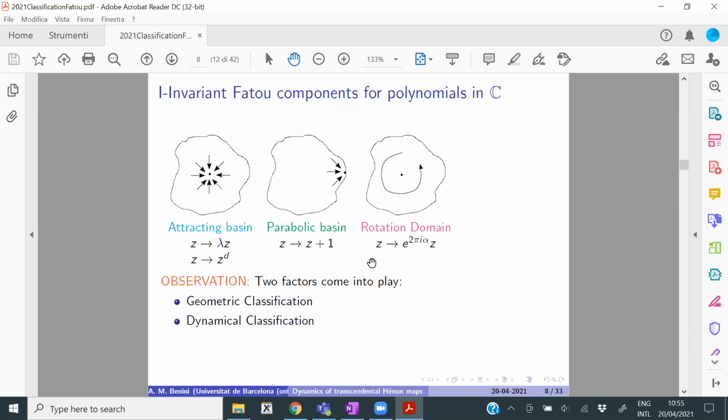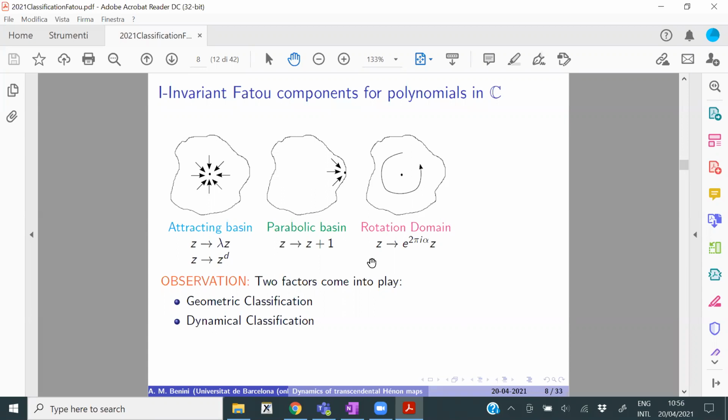One is the geometric classification, which is very simple because in our case, when things are polynomials, we didn't get to entire yet, all the Fatou components, except possibly for the basin of infinity, which could be infinitely connected, are disks. And even in the case of the basin of infinity, which may not be simply connected, the structure is very well understood, okay? And the other point of view is the dynamical classification.